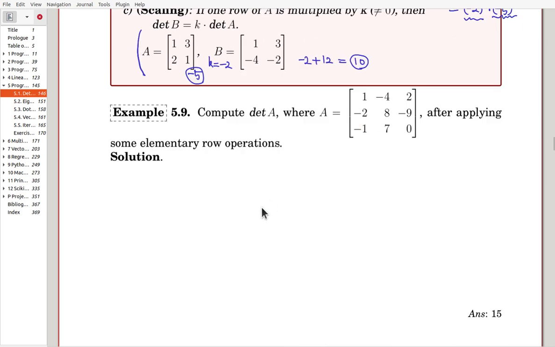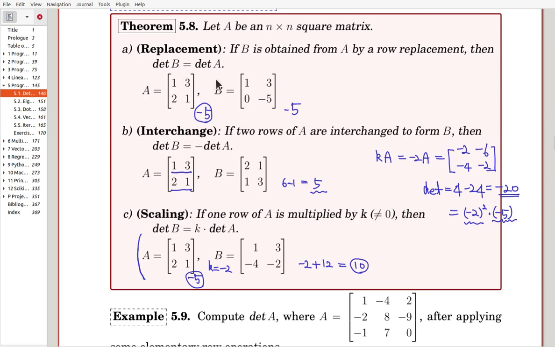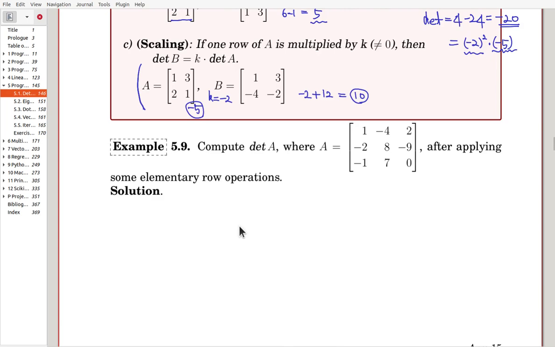Okay. Now compute the determinant of A. A is given in this way after applying some elementary row operations. Now we know how the three elementary row operations change the determinant, so after applying some elementary row operations, if we can get the determinant easily, then we can trace back to get the determinant of the original matrix.